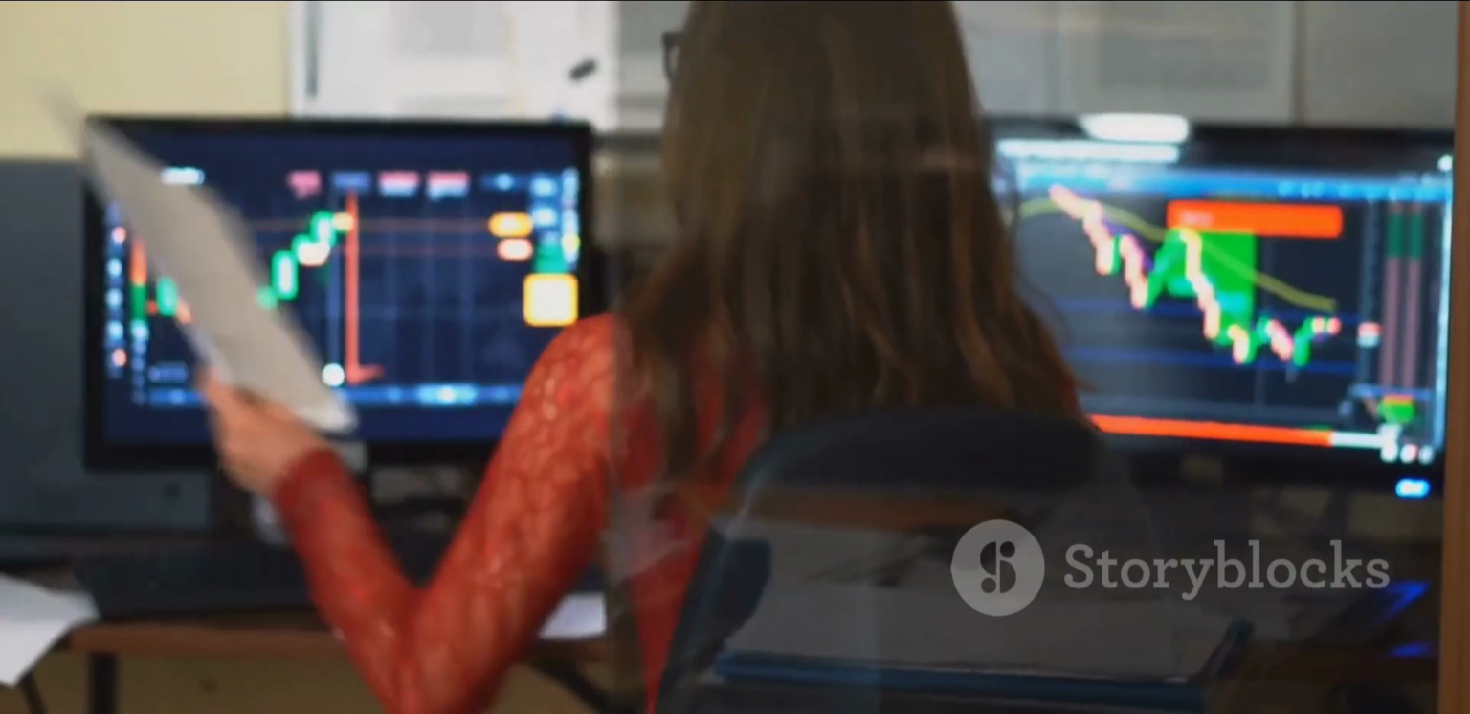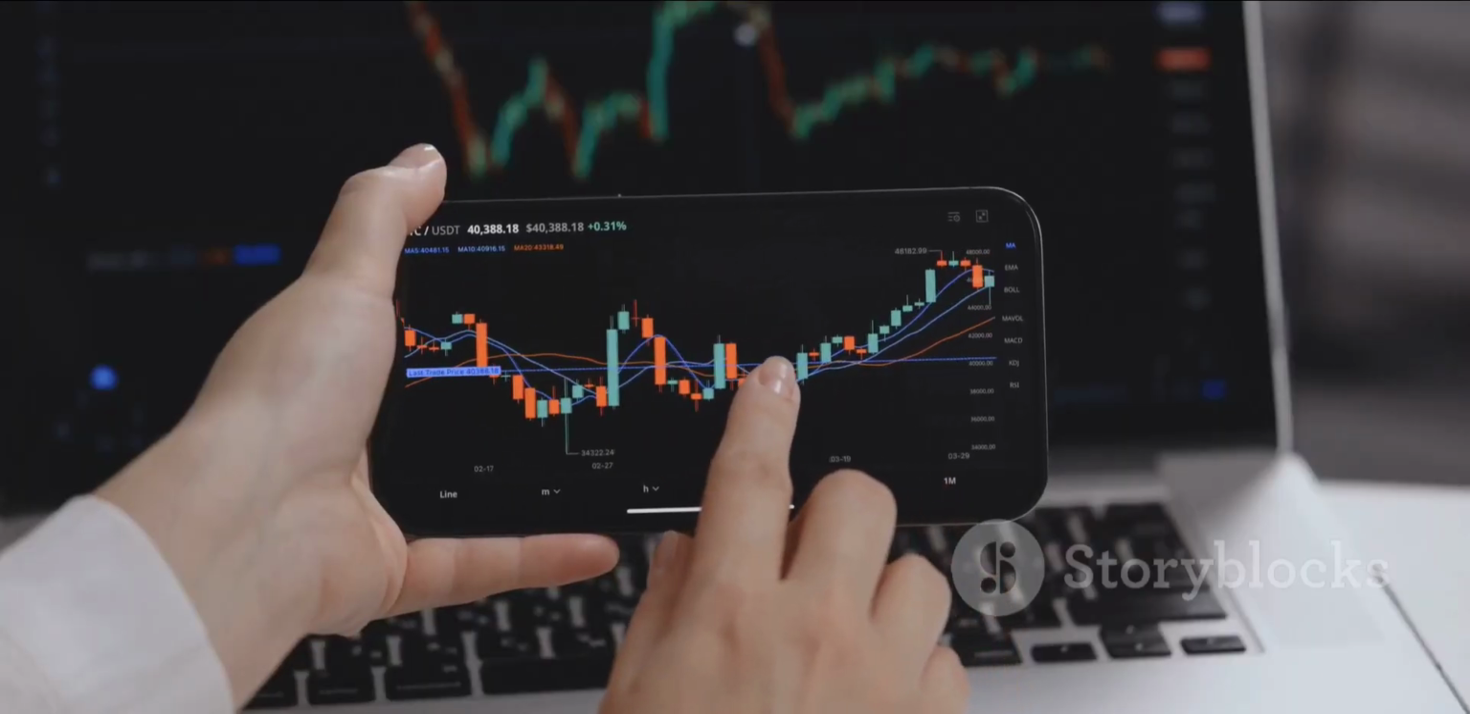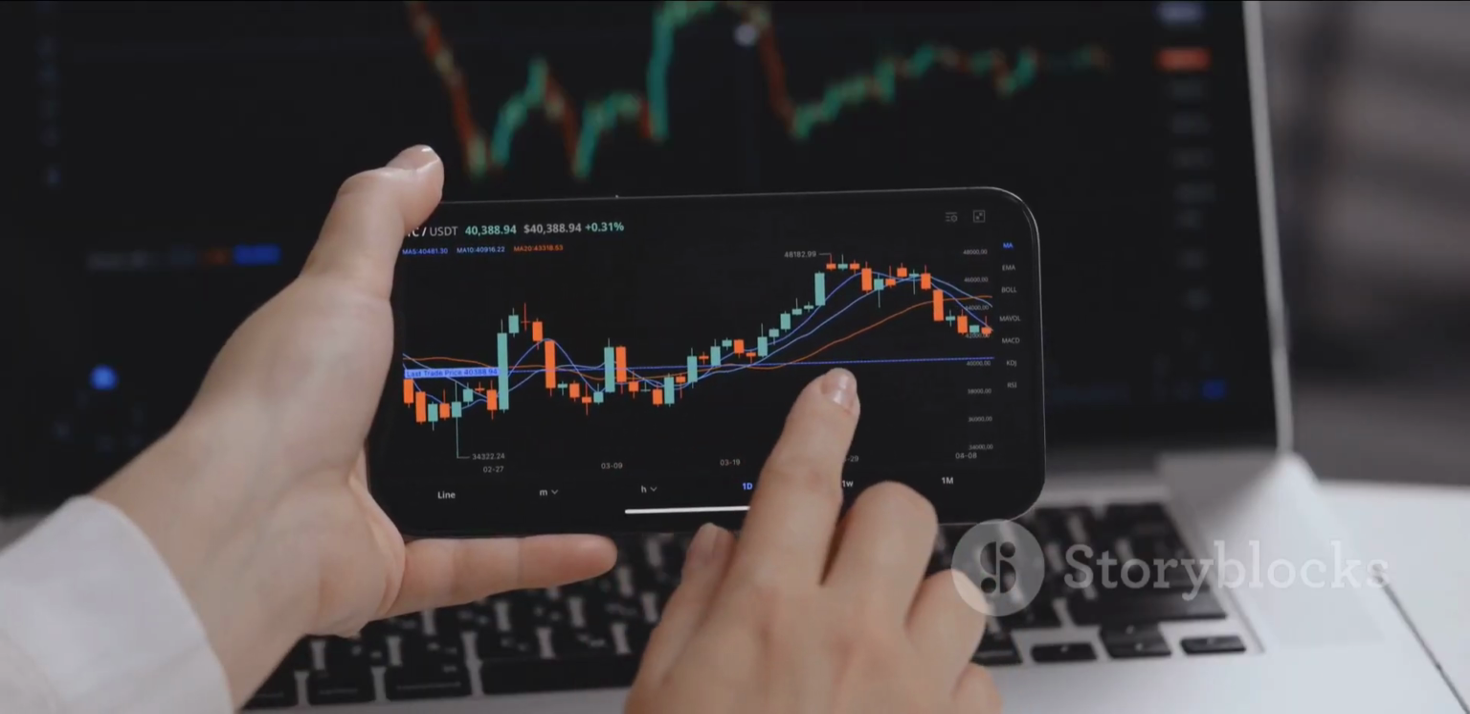Remember, Elliott Wave Theory is not a foolproof system. It is a tool that can help you understand market psychology and anticipate potential price movements. Always manage your risk and never invest more than you can afford to lose.